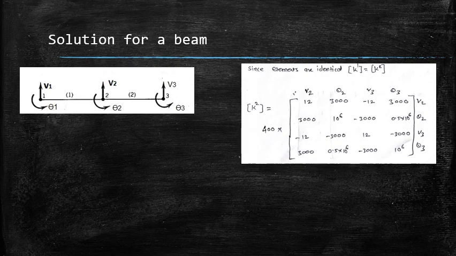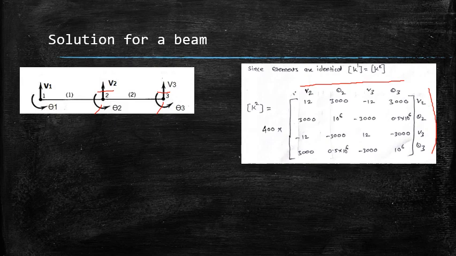One thing that I want to make very clear: what I have written here, V2 theta 2, V3 theta 3, are nothing but the global degrees of freedom associated with element number 2. I am using the word global. What are the global degrees of freedom? V2 theta 2, V3 theta 3. So these degrees of freedom are written here.